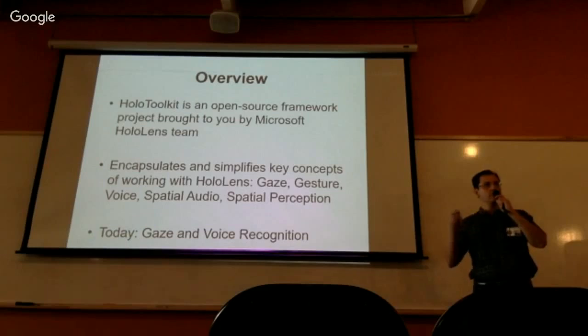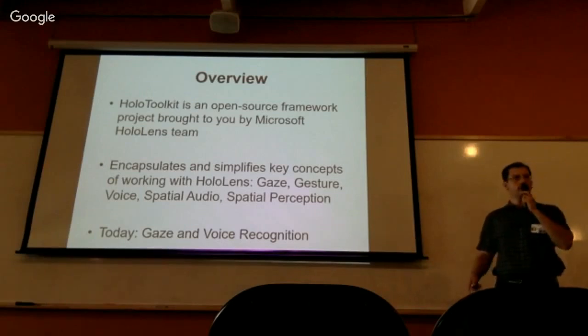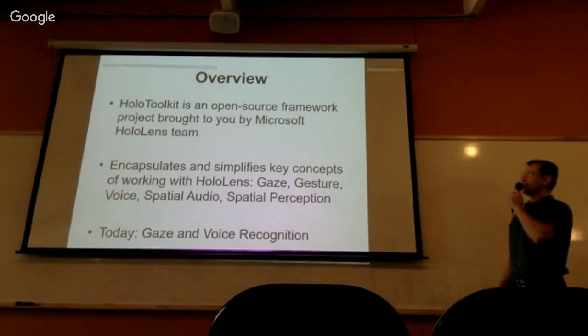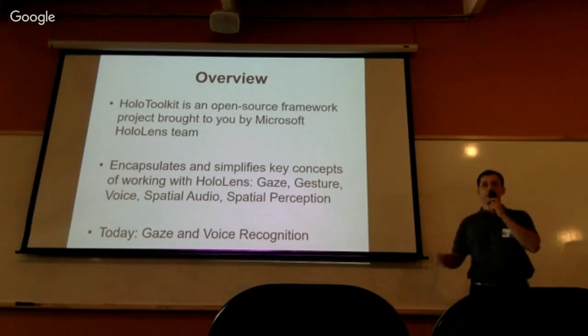Well, for those of you who are not familiar, who just want a refresher, Toolkit is an open source project started by Microsoft HoloLens team. It encapsulates and simplifies a few key concepts of working with HoloLens, things like gaze, gesture, voice, spatial audio, and spatial perception. They also call it spatial mapping.